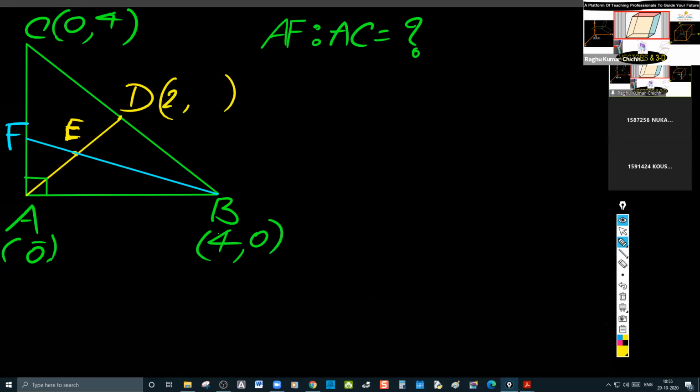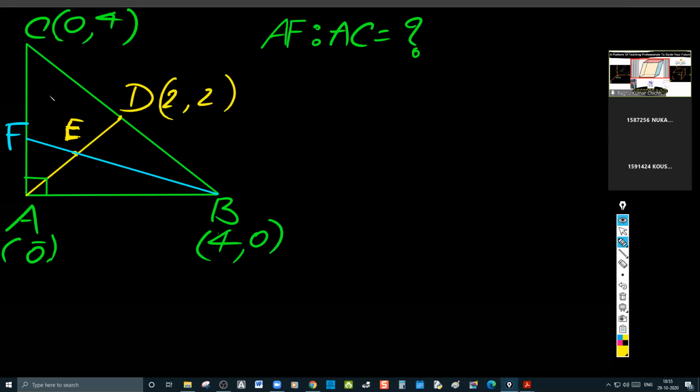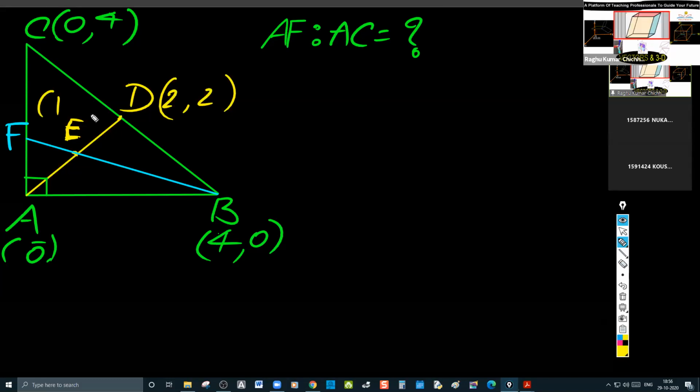Yes, sir. And thereby I can write the coordinates of E, please. Do you tell me coordinates of E now? This is 0, 0. This is 2, 2. Sir, 1, 1. Yes, 1 comma 1. Now this line is meeting this AC in F. We need the coordinates of F, so that we can straight away write the ratio then.